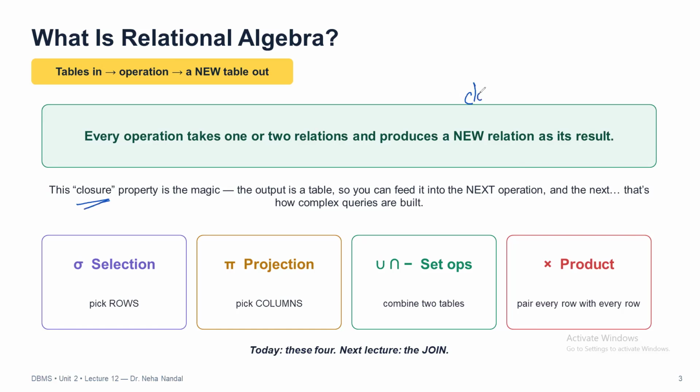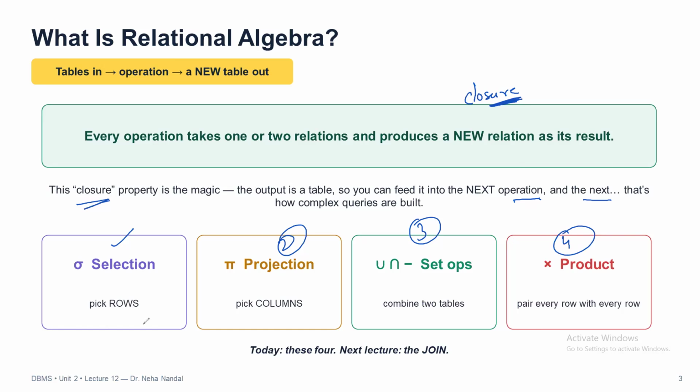Closure property. Please remember this one. Basically the output is a table so that you can feed it to the next operation and then the next one, and that's how complex queries are built up, like snapping Lego bricks together. We'll learn four operations today. First is the selection operation. Second is projection. Third is set operations, union and intersection. And then Cartesian product.